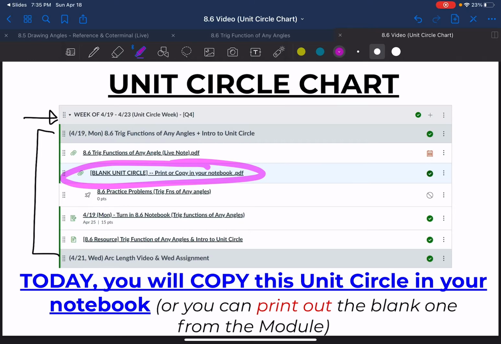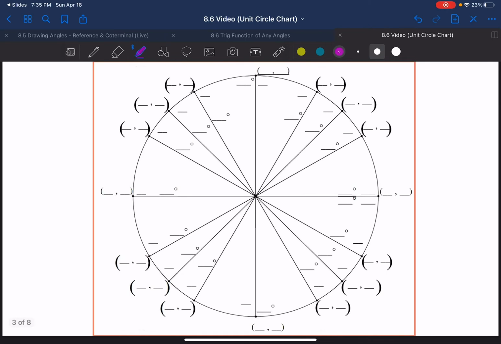Okay, so let's look at this. It's already here. If you want, you can pause the video and copy this as well. But just make sure you make the title unit circle chart, okay? So you don't guess what this circle is for. This is the unit circle chart. So you can pause the video and copy.